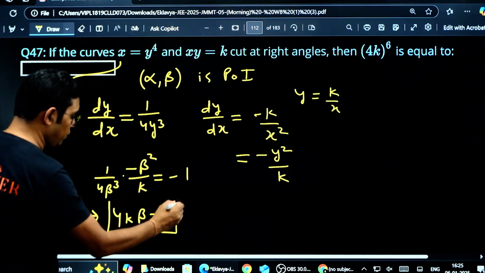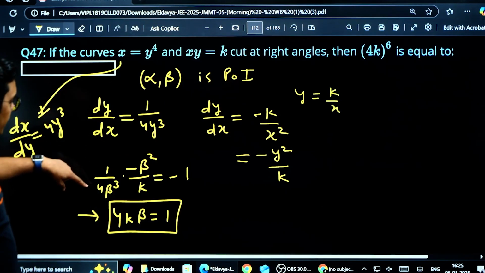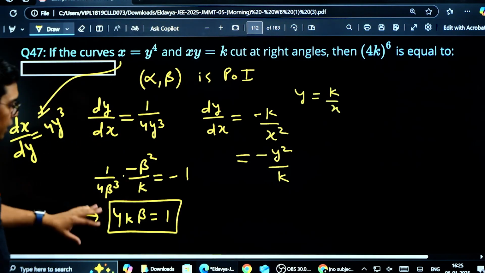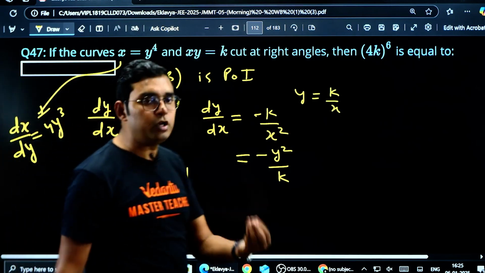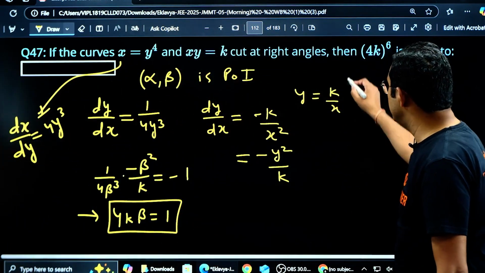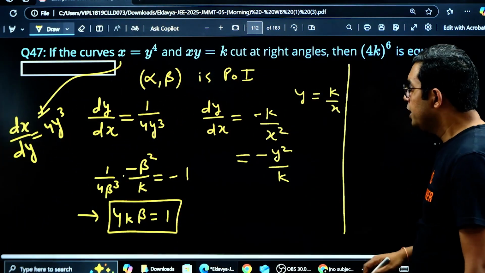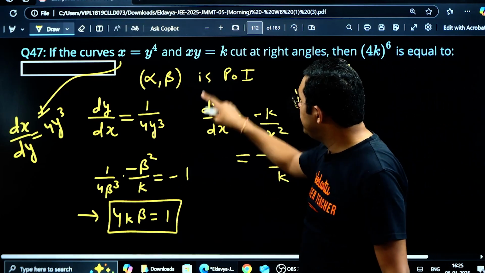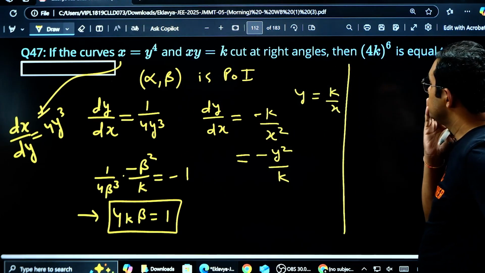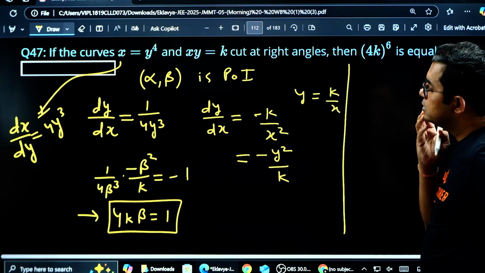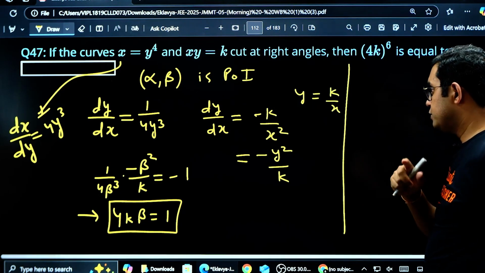Let us see if it is correct or not. Beta square cancels, so 4 beta k minus 1 is also 1. So 4k beta will be equal to 1. So for point of intersection, your beta has to be this thing. Now if I put this beta into this, this is for beta.